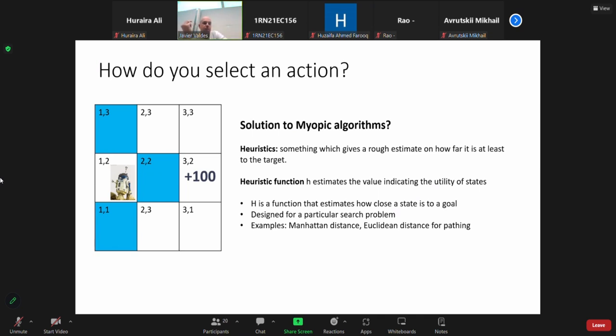It is designed for what? For a particular search problem, and you can use different kinds of distances. For example, the Manhattan distance. Do you already know what the Manhattan distance is? The Manhattan distance and the Euclidean distance.